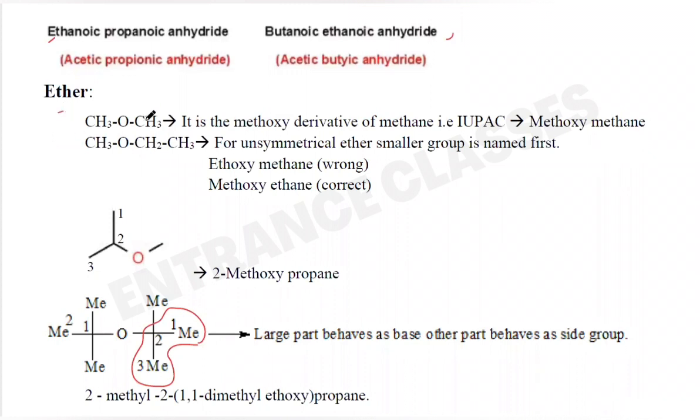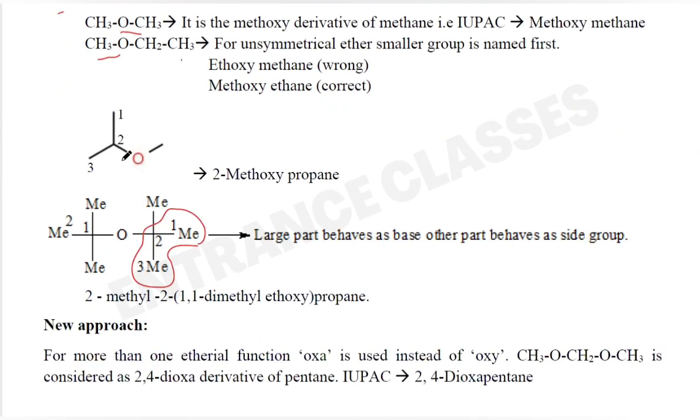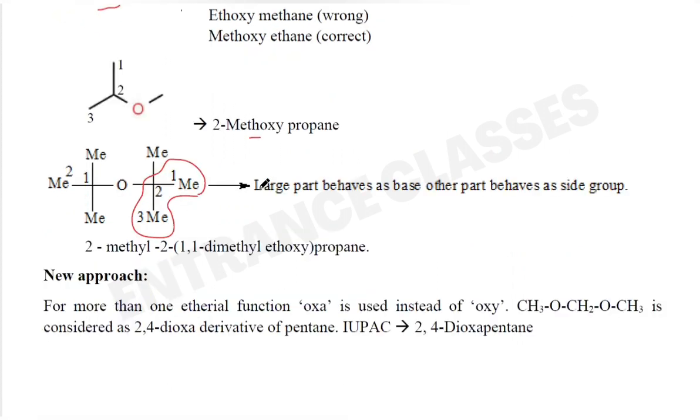Next, ether. This is the methoxy derivative of methane. That's why we call it methoxymethane. Commonly, it is dimethyl ether. Is it ethoxymethane or methoxyethane, which is correct? The smaller group should be named first. Methoxyethane is the correct one, right? So here also at 2 position methoxy, so 2-methoxypropane, right?